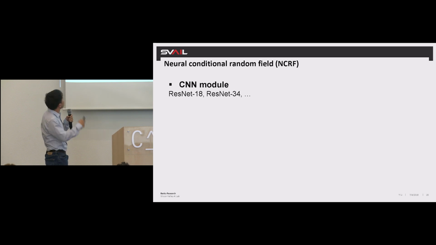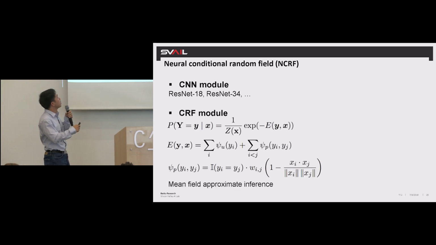For the CNN module, it's pretty much the standard ResNet, not too much to say. We tried ResNet 18 and ResNet 34 in the paper. For the CRF module, we derive it following the standard convention. We use the negative energy. We use the unary potentials and the pairwise potential to denote their energies.